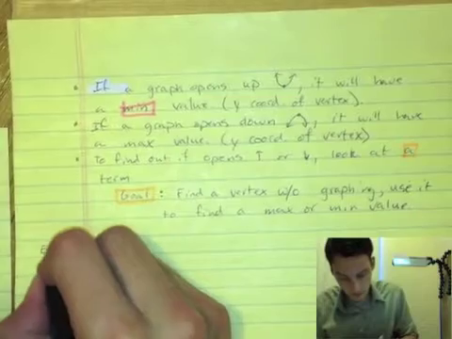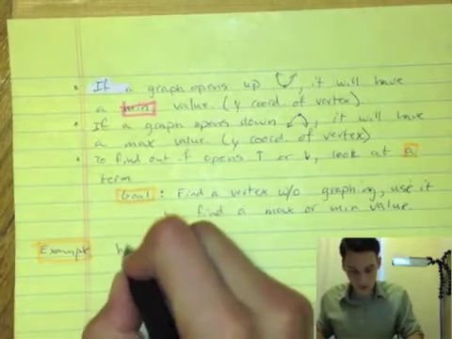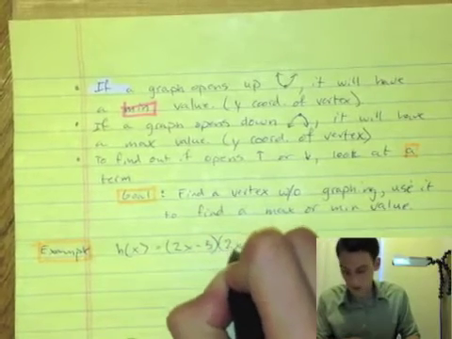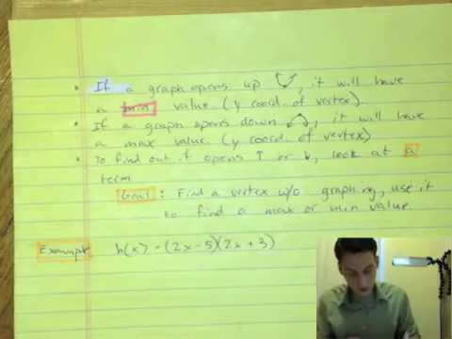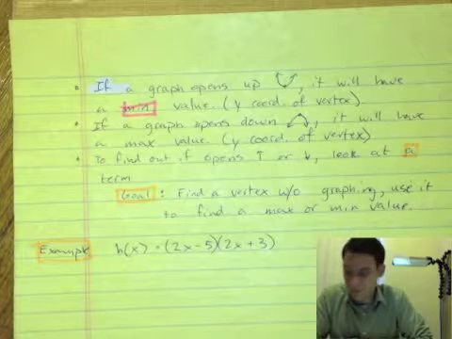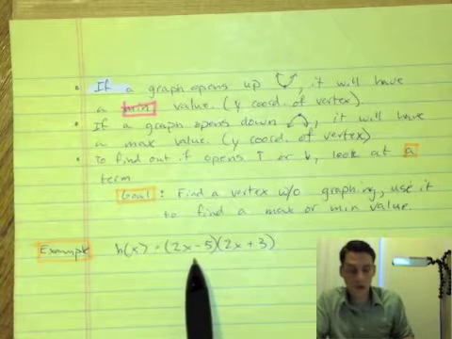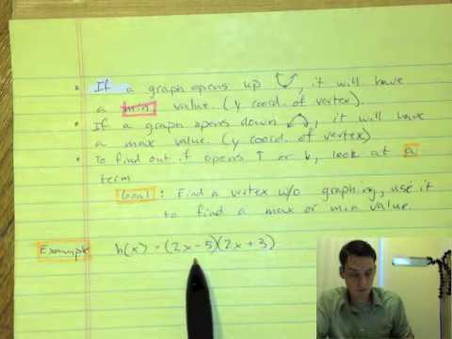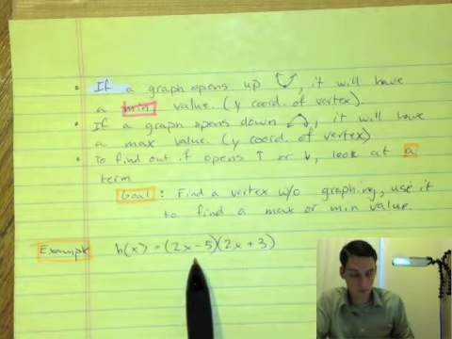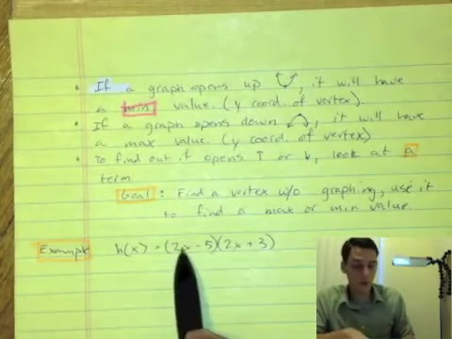So an example is h of x equals 2x minus 5 times 2x plus 3. So they give us the function, find its maximum or minimum value. Well, this doesn't look like anything we've done before. But we can still deal with it. First, we got to get into standard form. So we can multiply this out. Let's do that.